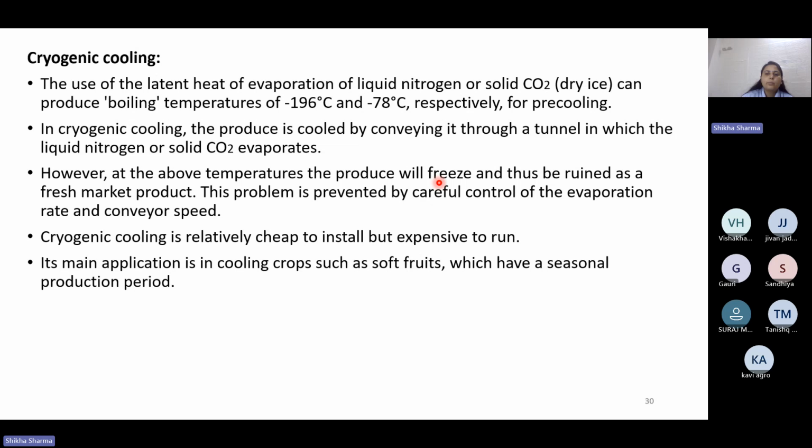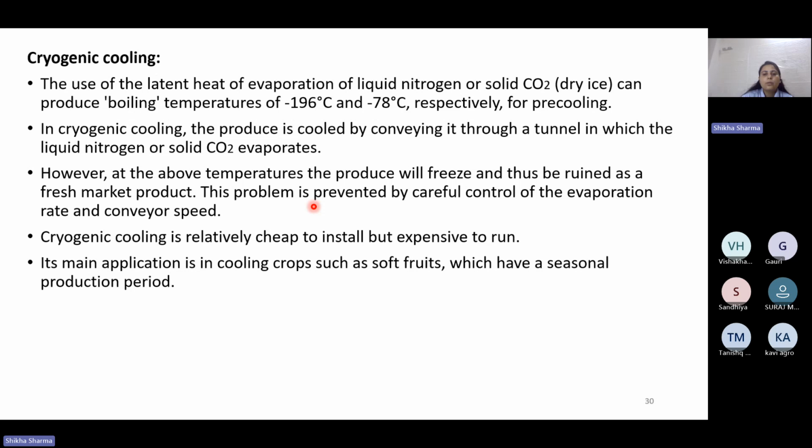Because when the product freezes, we should either maintain a cold chain, or if the product comes to room temperature, all the water will come out from the product, from the fruit cells. So product texture may deteriorate. So we should keep a look at the evaporation rate and conveyor speed.